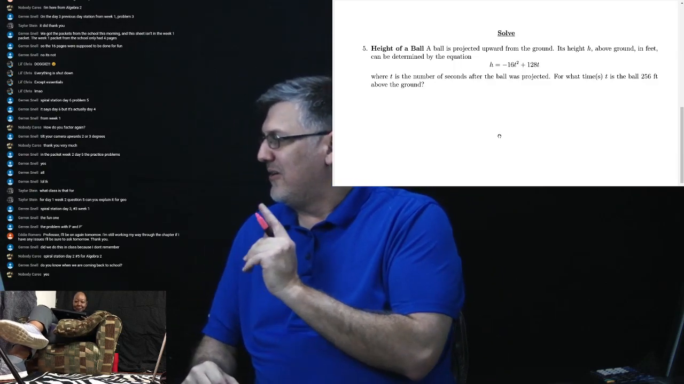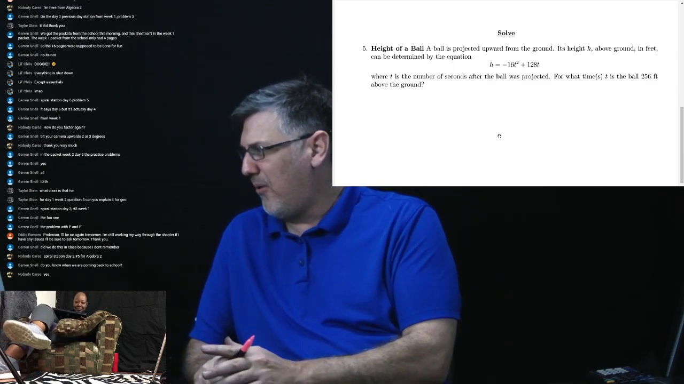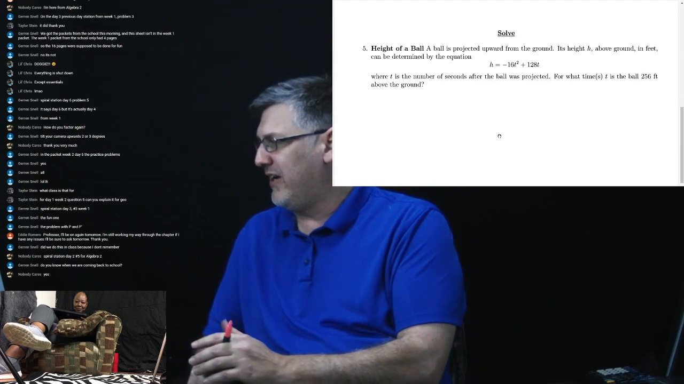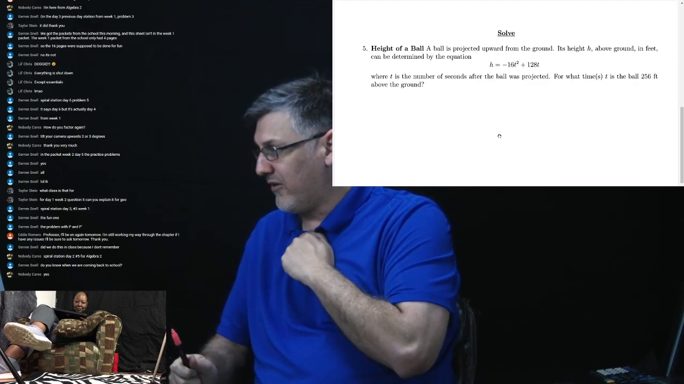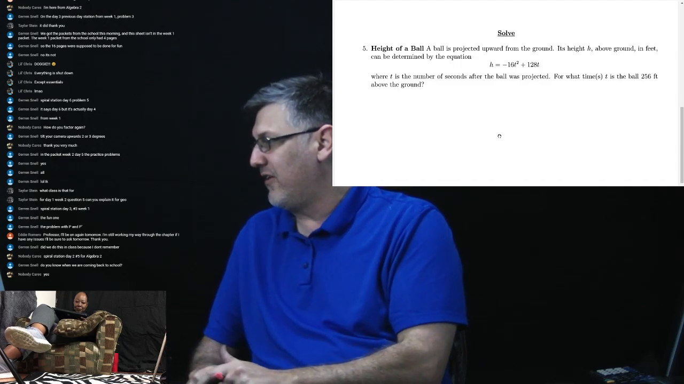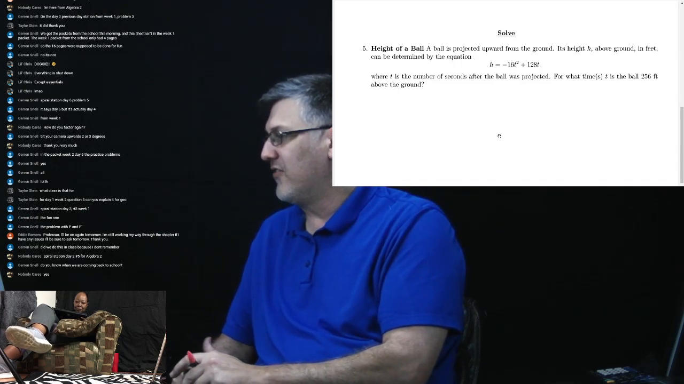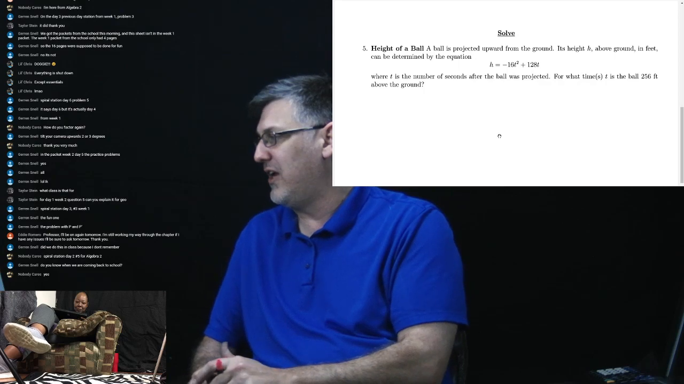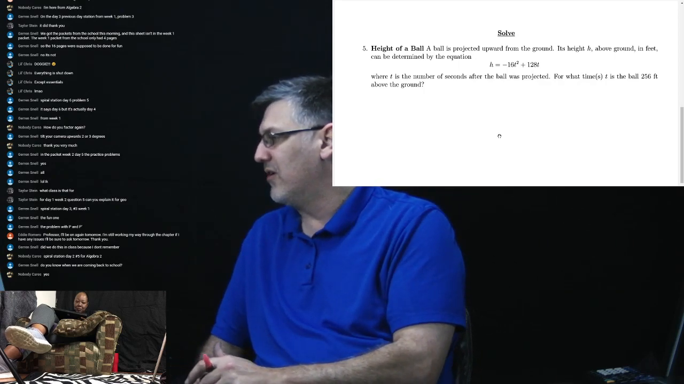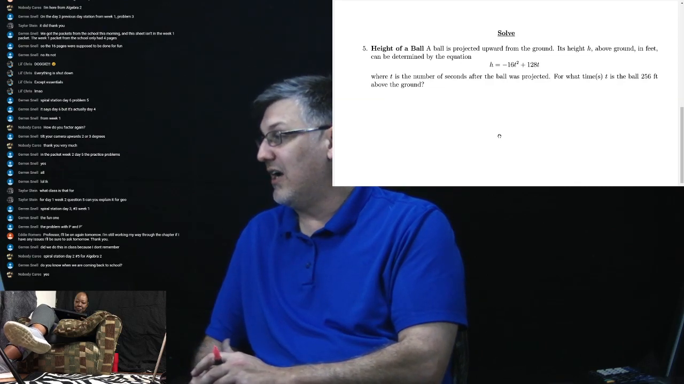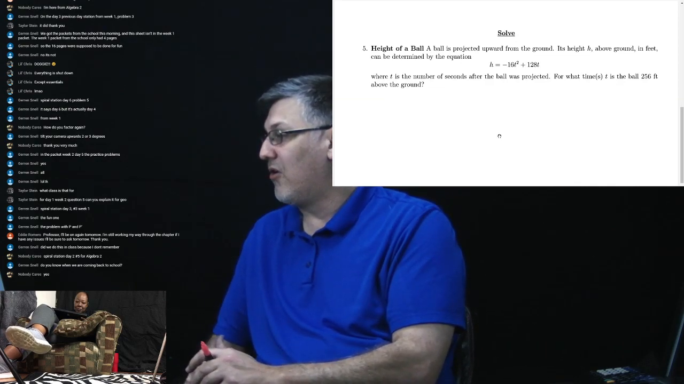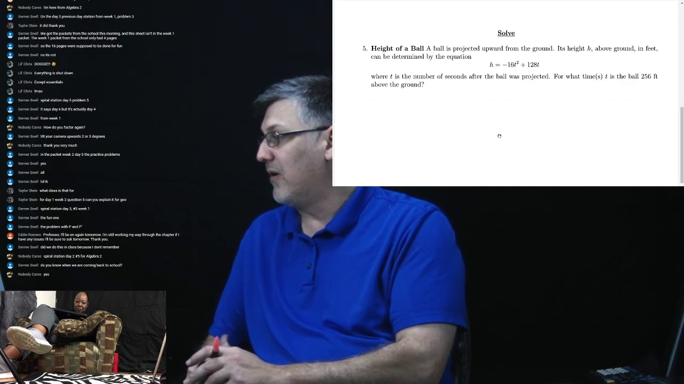Okay, it says the height of the ball. A ball is projected upward from the ground. Its height h above the ground in feet can be determined by the equation h equals negative 16t squared plus 128t, where t is the number of seconds after the ball is projected. For what time or times t is the ball 256 feet above the ground?